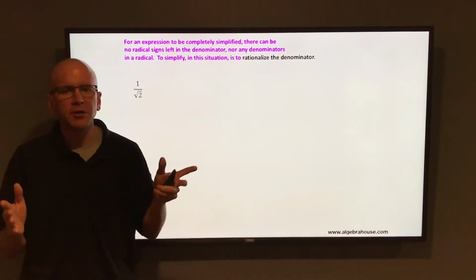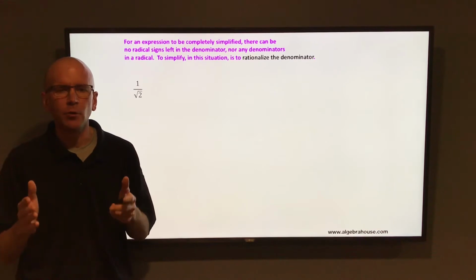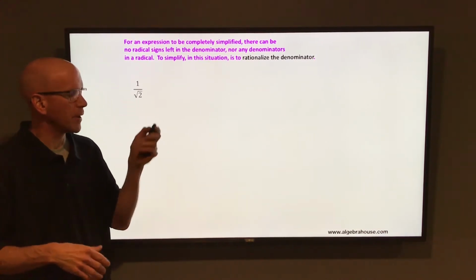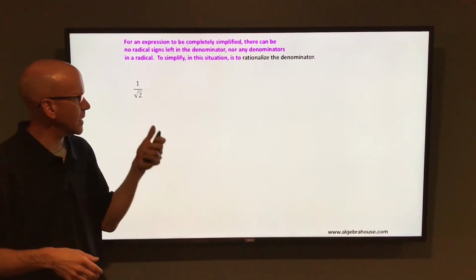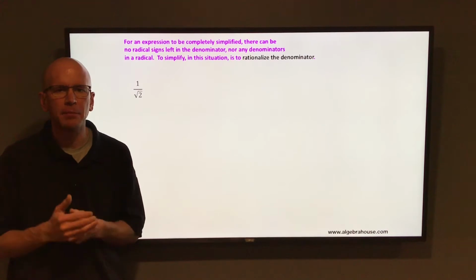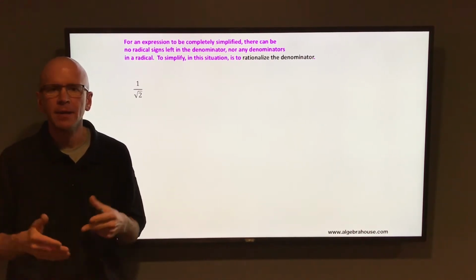In order for an expression to be considered simplified, you cannot be left with a radical sign in the denominator, nor can you be left with a fraction under a radical sign. So in this situation, you have 1 over the square root of 2. We need to get rid of that radical sign from the denominator. And to do that, we're going to multiply the top and bottom by something so that that radical sign will disappear from the denominator. Now, what do you multiply by?